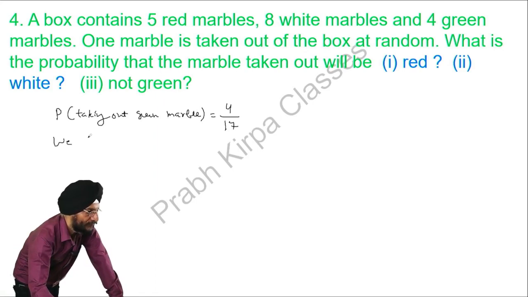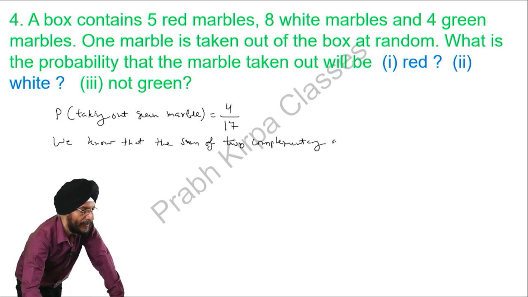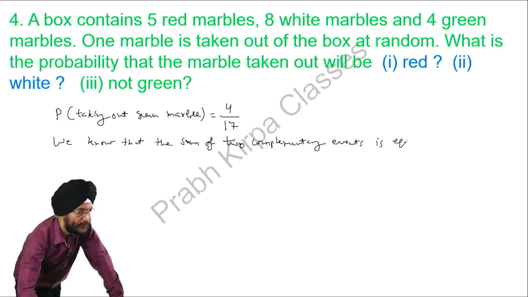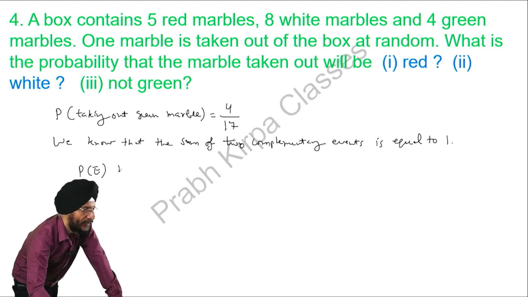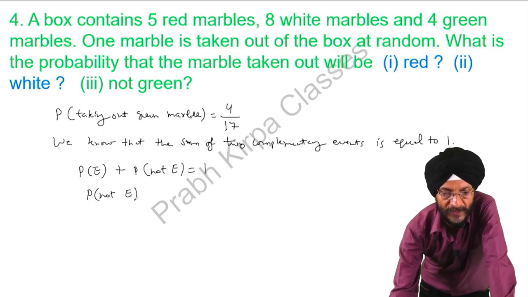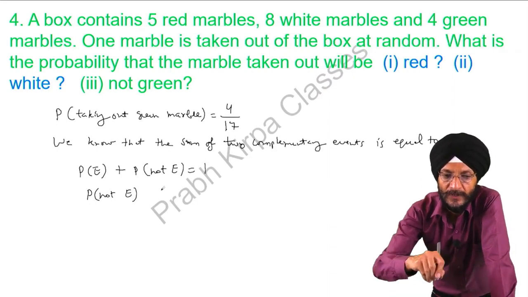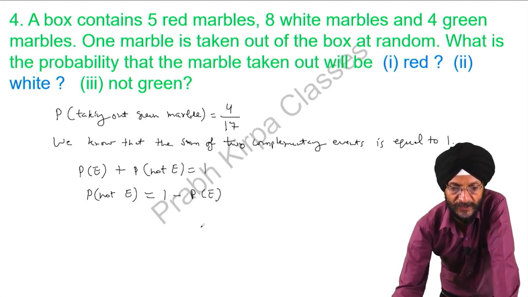We know that the sum of two complementary events is equal to 1. In other words, we can say that the probability of occurrence of the event and the probability of non-occurrence of the event is equal to 1. Here we have to find the probability of non-occurrence of the event, or the probability of the marble not being green. So it will be 1 minus the probability of the occurrence of the event.